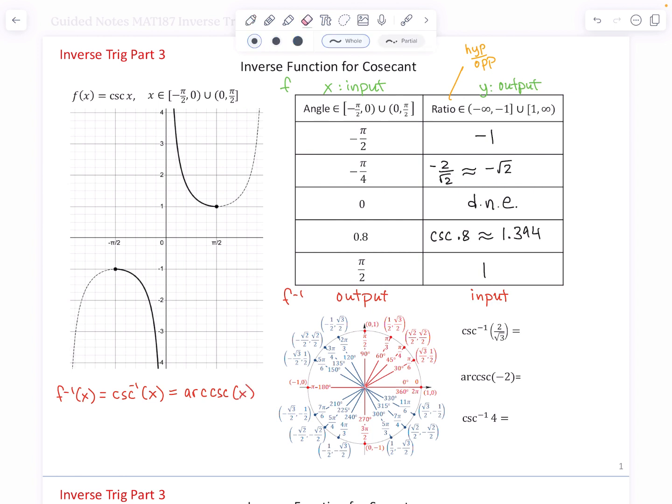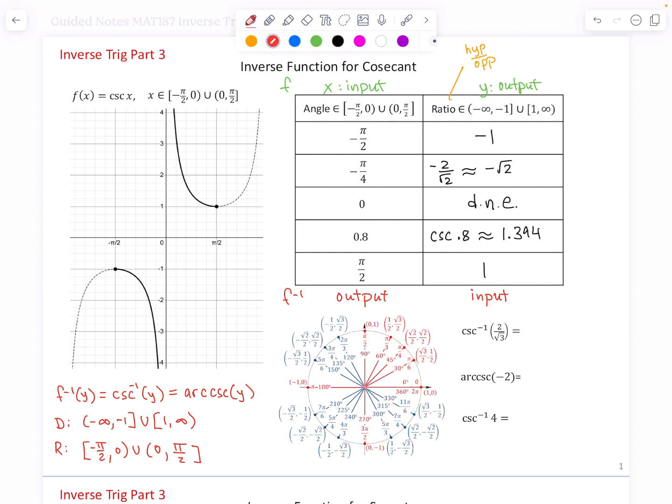Again, all of these input variables are dummy variables, meaning they can really be any letter as long as you're consistent. But since our inputs correspond to ratios and we call them y in this context, I'll use y as the input variable again. And the domain of the inverse function will be these ratios, and the range will be the outputs, and the outputs are these angles. Notice that the range outputs angles that are from negative pi halves to 0, so here in the fourth quadrant, or from 0 to pi halves, so here in the first quadrant. So just like inverse sine, the outputs are in the fourth or first quadrants, and if in the fourth quadrant, we must use a negative angle to get there.